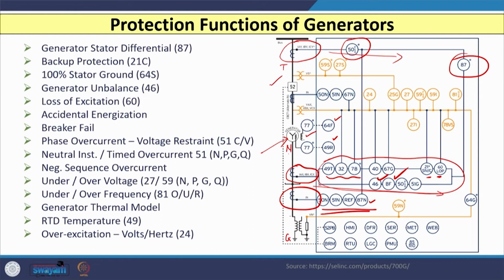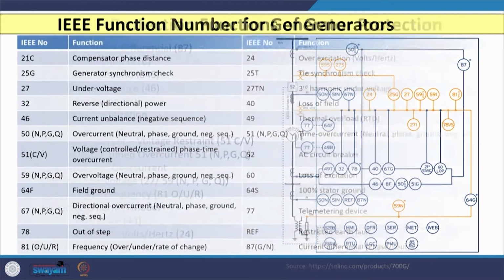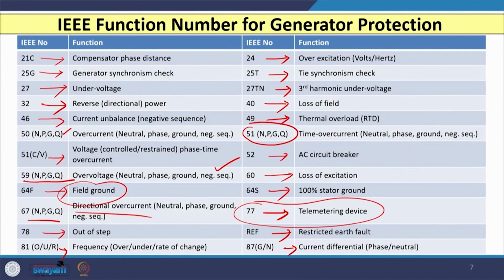Now, on the lower side where neutral is connected to ground, you have this, that is the NGT, neutral grounding transformer, and on the secondary side of this NGT several devices are connected. You can see 59N, 64G, several devices are connected. So, you can see that the 59N is meant for overvoltage.